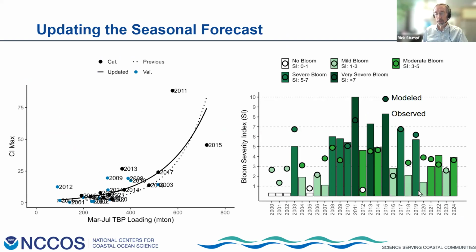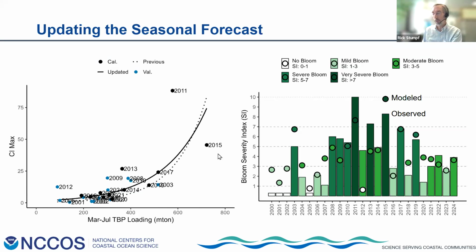We do a seasonal forecast, and one of the inputs is a model with the TBP, the total bioavailable phosphorus. That's the phosphorus in the water that the cyanobacteria can use. Some phosphorus is actually bound to sediment and it's not available. So we've updated our relationship. You can say if the load is going to be above about 500 metric tons between March and July, there's going to be a severe bloom.